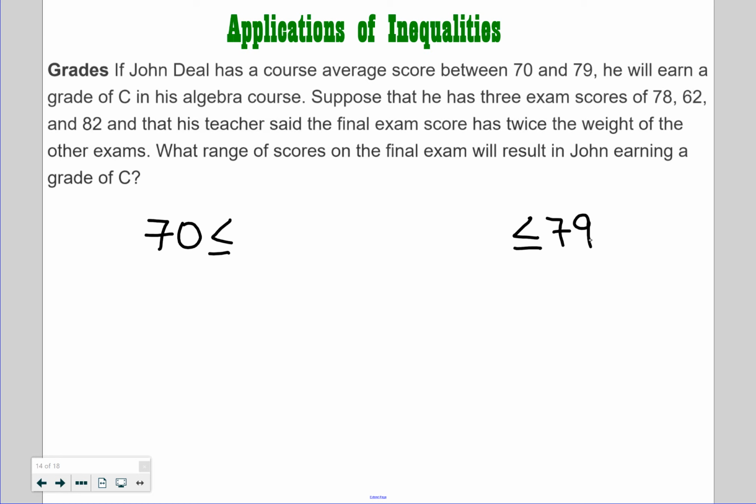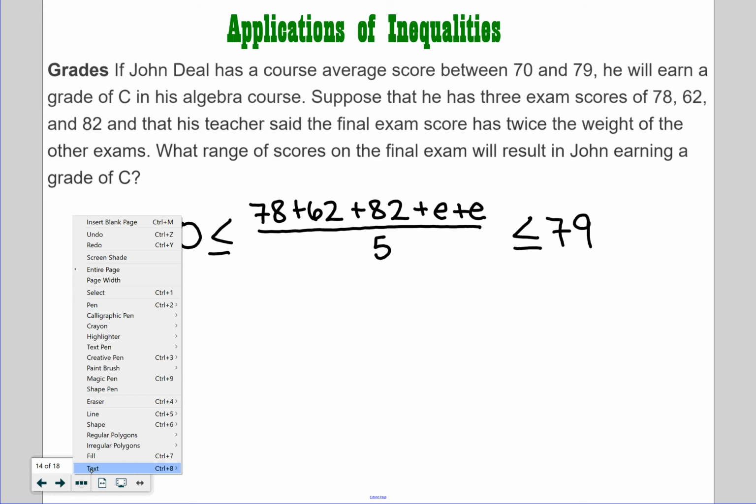To calculate his grade, it is an average of all of the exams, excuse me, not the courses. So it sounds like he has scores of 78, 62, 82 so far, plus the final exam will be twice the weight of the others, which means whatever the exam is, and let's use an E, will count twice. To find the average, we're going to divide by how many scores there are, and you can see there are 5 scores total. Let's solve the problem.